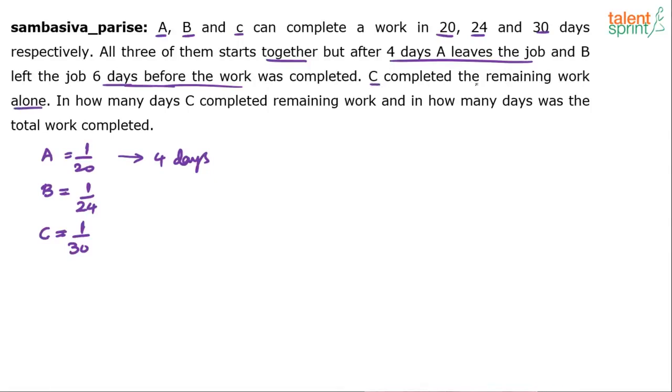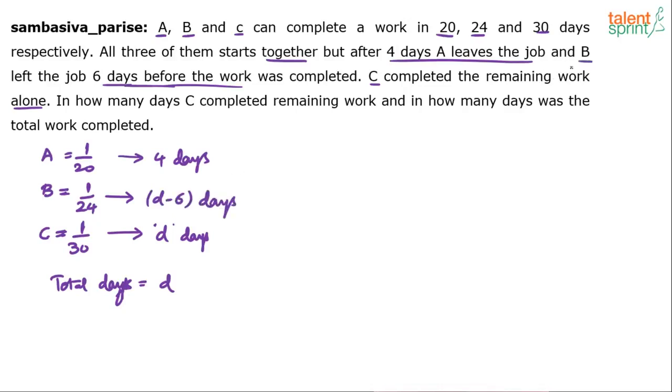Now if you observe the whole process, C is the only person who has worked throughout. So let's assume C has worked for D days. Total number of days is D, and C has worked for all the D days. C started the work, C has never left. A left after 4 days, so A worked for 4 days. C worked for all the D days, and B worked only for D minus 6 days. Why? Because B left the job 6 days before the work was completed.